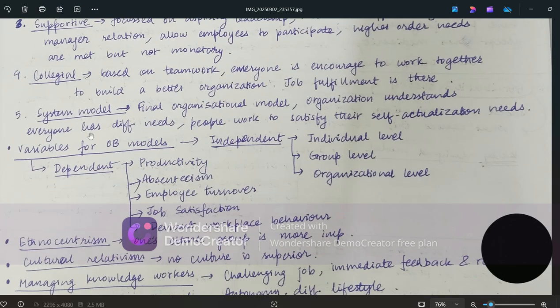Now there are a few variables for OB models. First are independent variables and then dependent variables. Independent variables can be at the individual level, group level, or organizational level. Dependent variables are productivity, absenteeism, employee turnover, job satisfaction, and deviant workplace behavior.